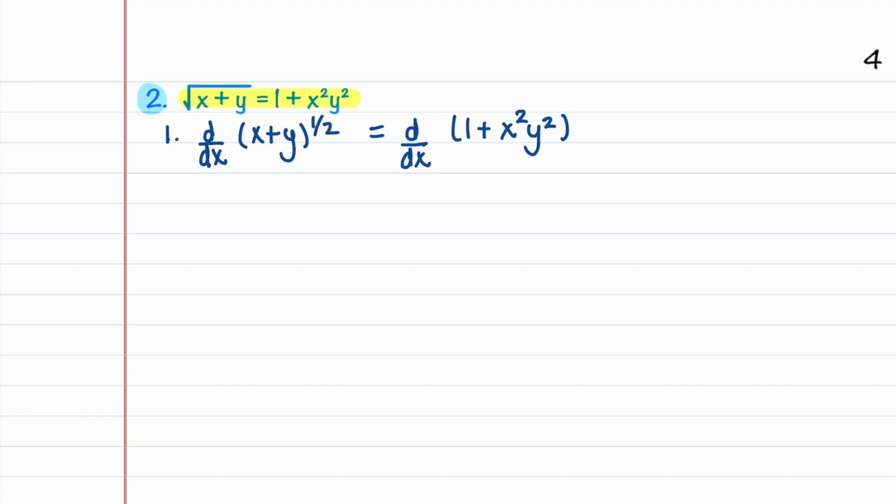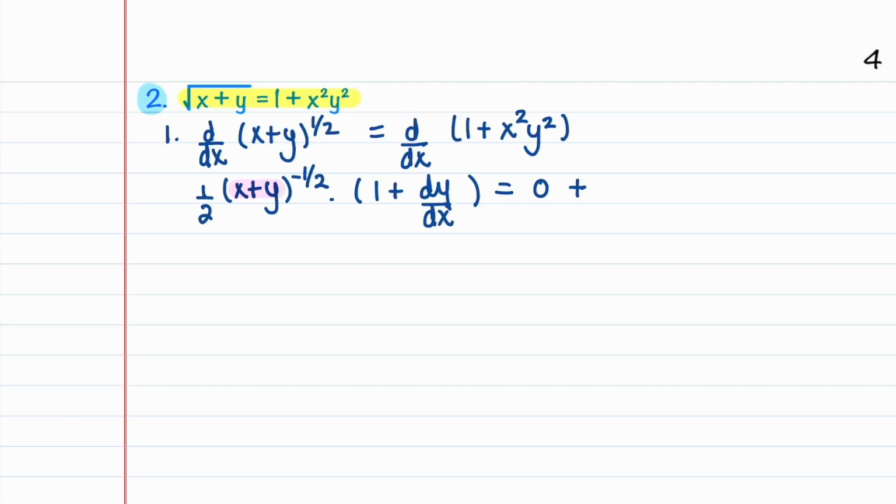Let's go ahead and now take our derivative. The derivative on our left is 1/2 x plus y to the minus 1/2 times the derivative of what is inside. That's the derivative of x plus y. So this is 1 plus dy/dx. And then on the right-hand side, the derivative of 1 is 0.